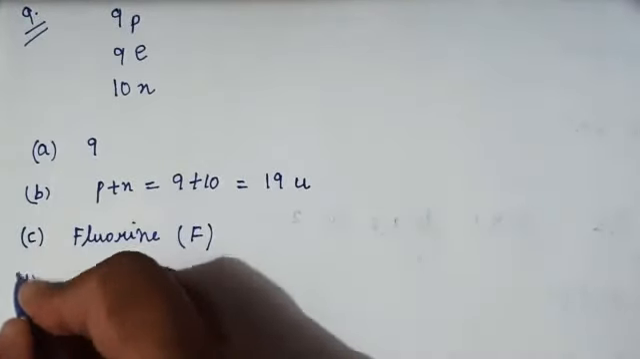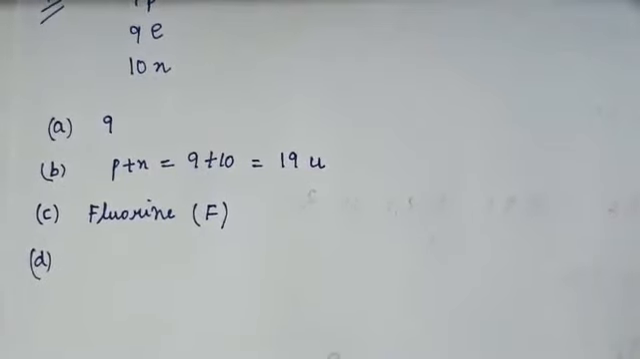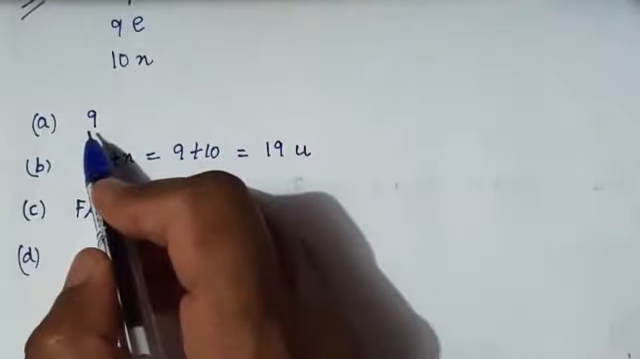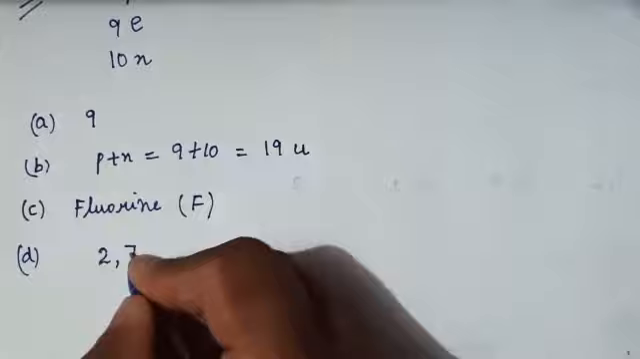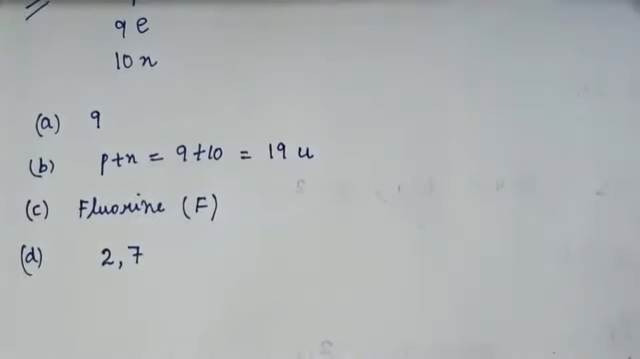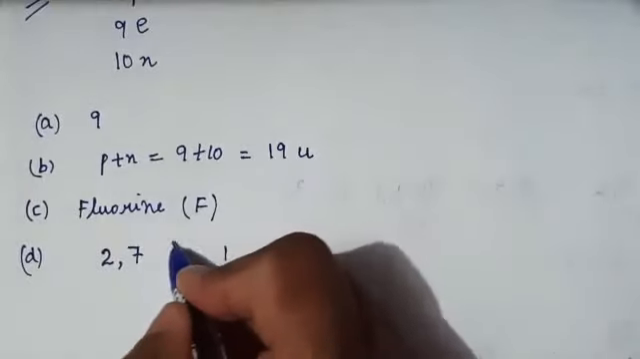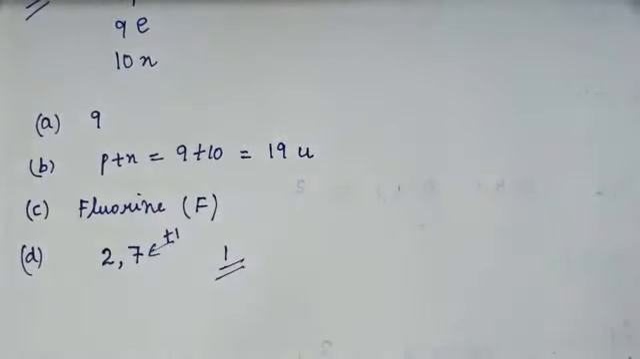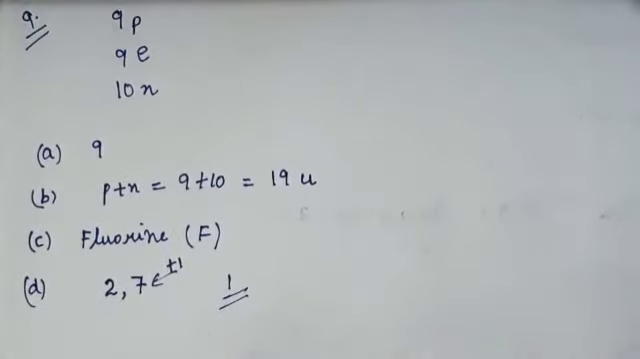Coming to D part, predict the valency of the element. You have to predict what is the valency. You know the atomic number, so write down the electronic configuration. It will be 2, 7. So what is the valency? Valency is 1, because it will gain 1 electron to complete its octet. So valency is 1. So this is question number 9.